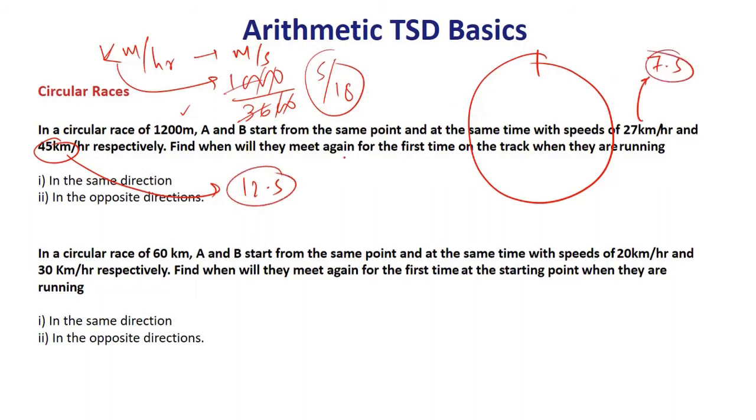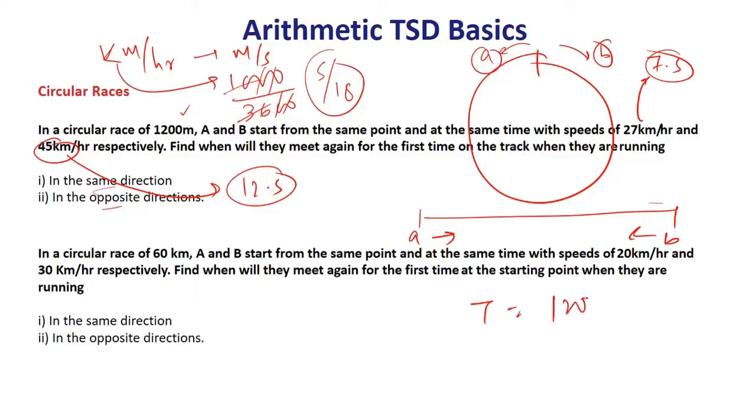Now when will they meet again for the first time on the track, when they start running in the same direction or in the opposite direction? Think about it. Let's say they are moving in the opposite direction. One person moving in this direction, one person moving in this direction, with speeds A and B. It is as good as a linear track, isn't it? Two people moving from opposite ends with speeds A and B. The time taken will be as good as in a linear scenario.